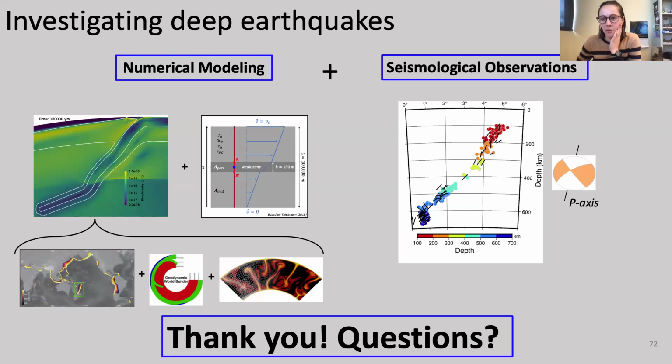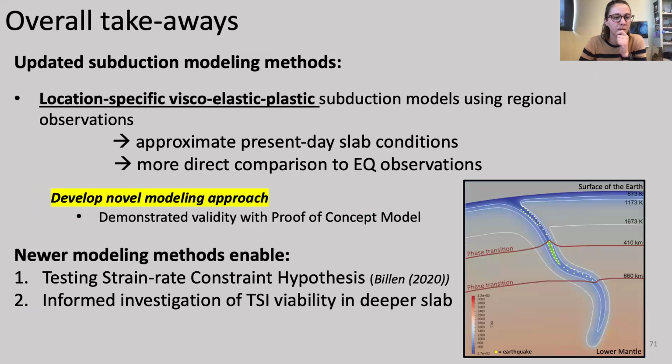I guess I can answer both. So how it's done is by taking the p-axes from the CMT catalog and projecting those onto the 2D plane that our profile is through. Oh, it's about the results. Okay. Yeah, so the comparison, can go back to that.